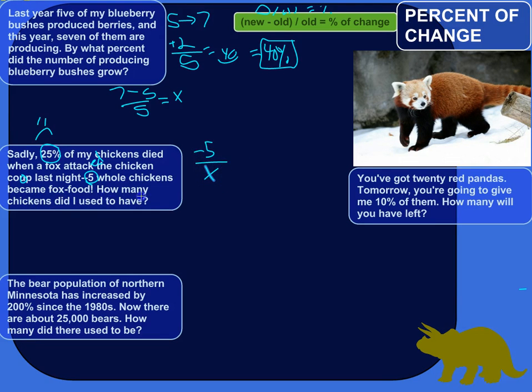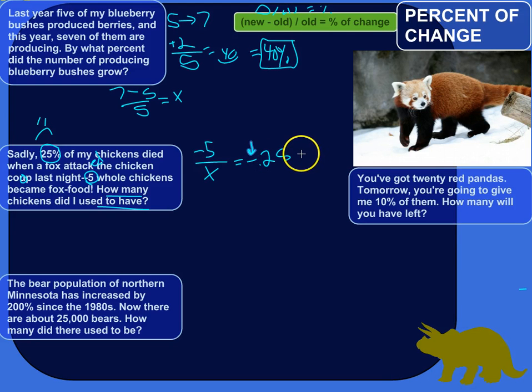Which is what I'm trying to answer. How many chickens did I used to have? So that's going to be my variable. Negative 5 out of something is equal to what? Negative 0.25. That represents a decrease of 25%, which in the decimal equivalent is 0.25.